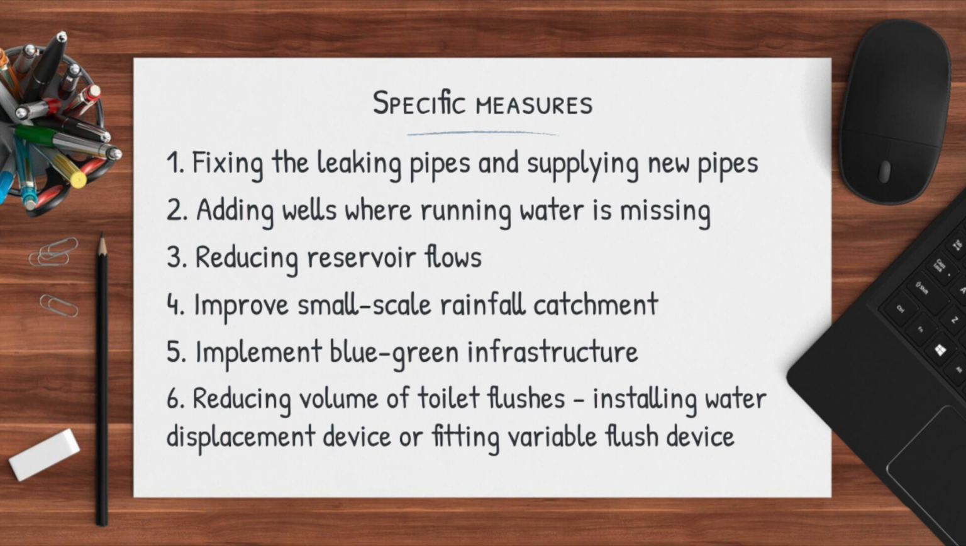As we discussed about efficiency earlier, a more specific measure is reducing the volume of toilet flushes, which can be done through, for example, installing water displacement devices or fitting variable flush devices. These basically constrain how much water can be used in a flush. And this can also be applied to other elements like dishes or laundry or garden irrigation, as we said, just overall implementing measures to reduce the amount of water used in those practices. And by using all these measures, we would like to improve the situation in South Africa.